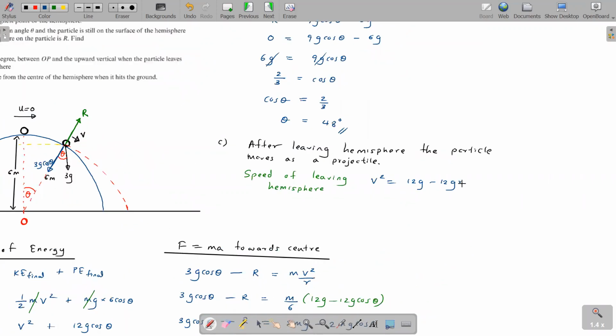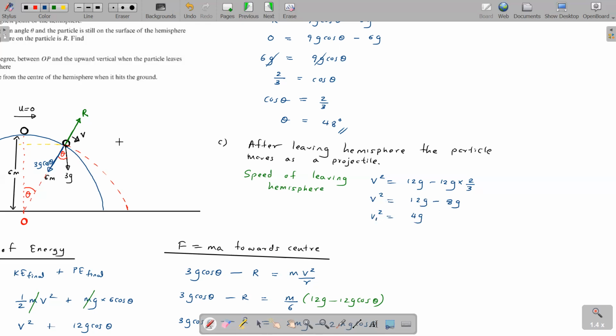Cos theta, don't use cos 48. Cos theta is 2 over 3. So these are really important things. Do not attempt to use decimals or figures that are not exact. It needs to be done with the exact figure. So v square, this is the speed of leaving, 12g minus 4, 3 times 1, 3 times 4, 4 times, that's 8g, right? So v square equals 4g. Can you see this is the speed of leaving?